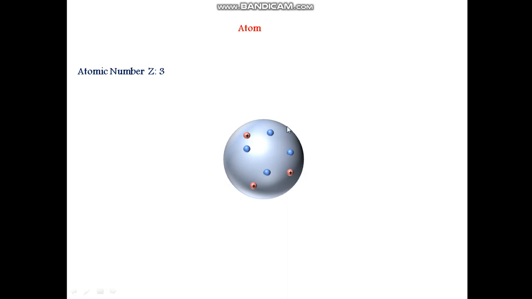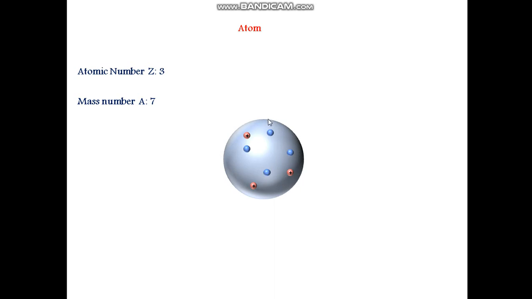The number of nucleons in an atom is called mass number. It is represented by the symbol A. So in this case, mass number is 7. A is 7. Now, to calculate the number of neutrons inside a nucleus, we use the formula A minus Z. 7 minus 3, that is 4. It means we have 4 neutrons inside the nucleus.